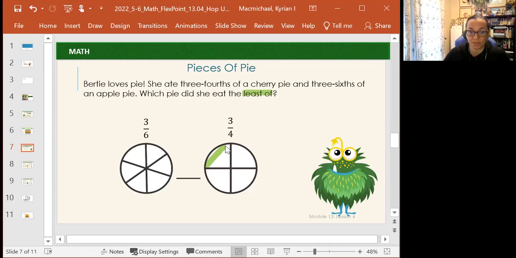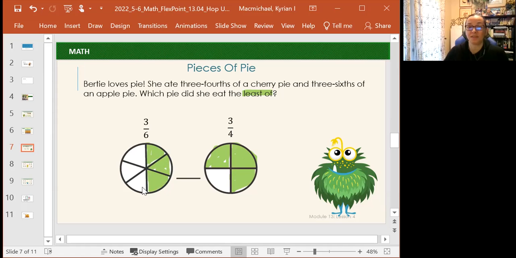So here's 1 piece, 2 pieces, 3 pieces. So that's 3/4. I just need 1 more 4th and then I've got the whole pie. Let's look at this 3/6. 1/6, 2/6, 3/6.